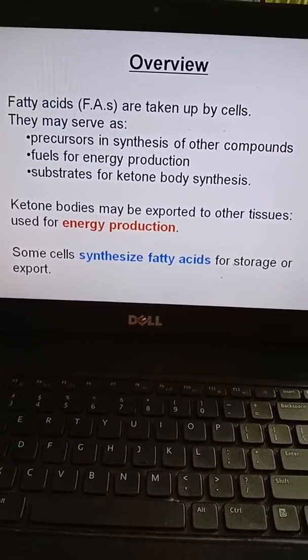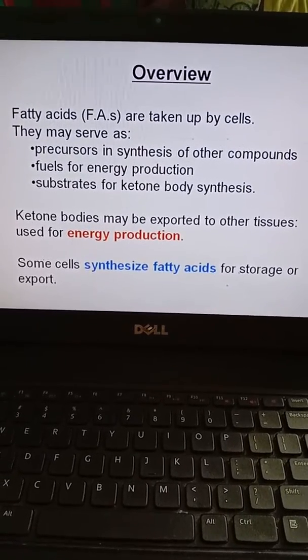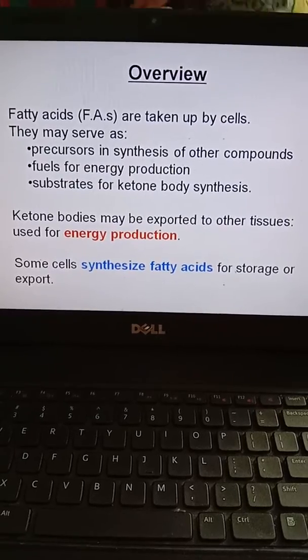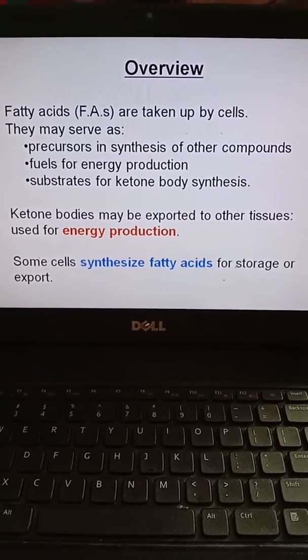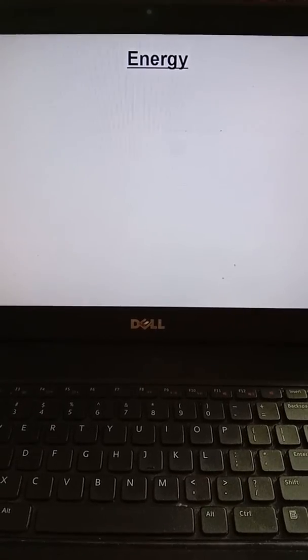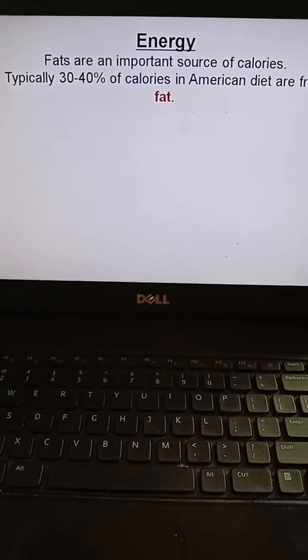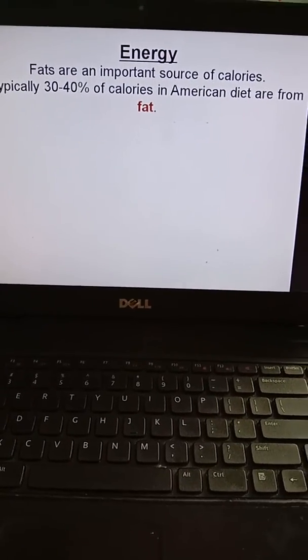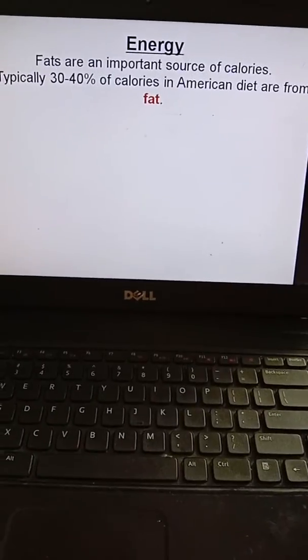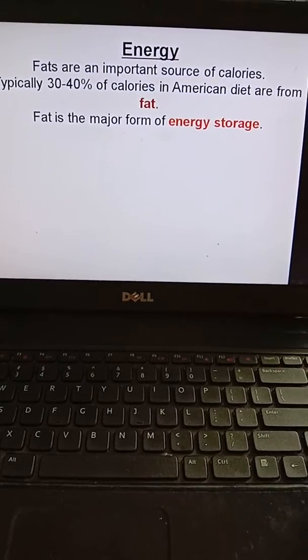Next, some cells also synthesize fatty acids for storage or export. So the fatty acids are the energy-containing globules and they are used for the storage of different blood lipids. Now, energy. Fats are an important source of calories. Typically 30 to 40% of calories in the American diet are from fat. But we, the Indians, are generally dependent on glucose, the carbohydrate.